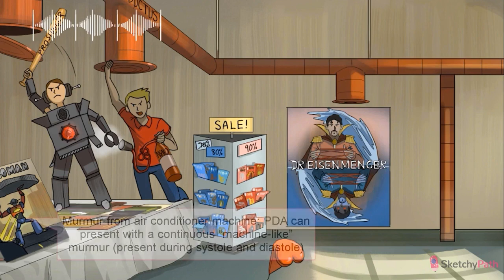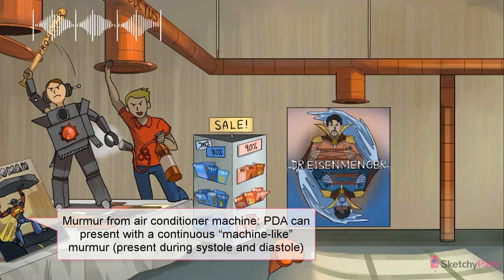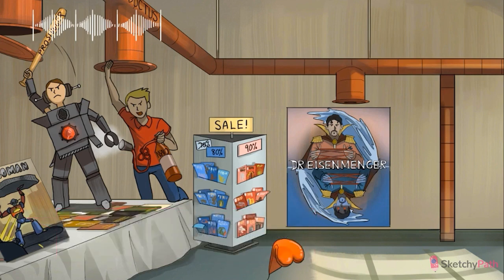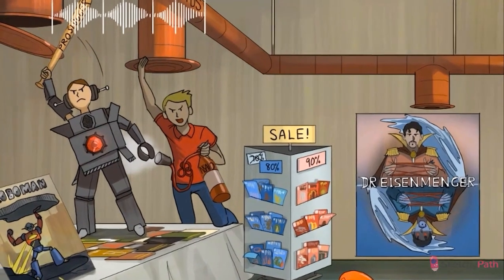Continuous means that it's heard during systole and diastole. It's also associated with a widened pulse pressure. In other words, instead of measuring 120/80, it'll be something like 120/60. This increased distance between high and low pressures is embodied by ductus prime, as he flexes his pulse pressure and separates that slab of concrete from the ground below.